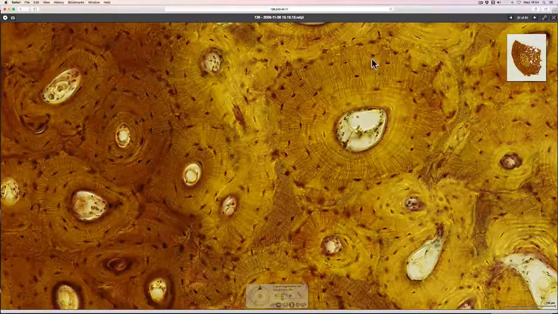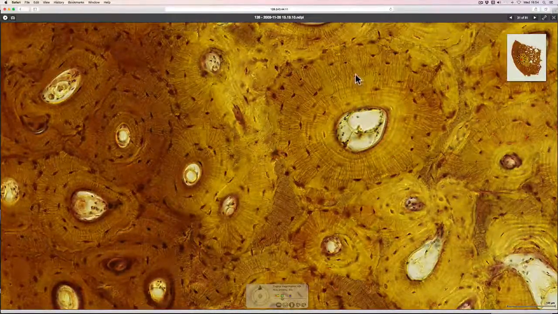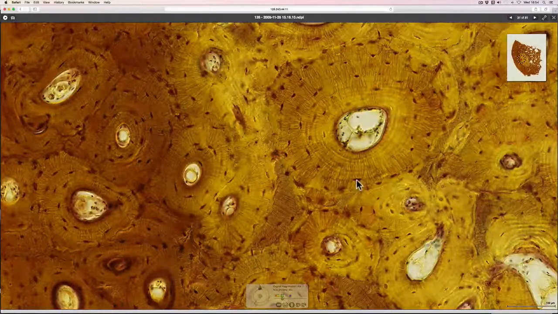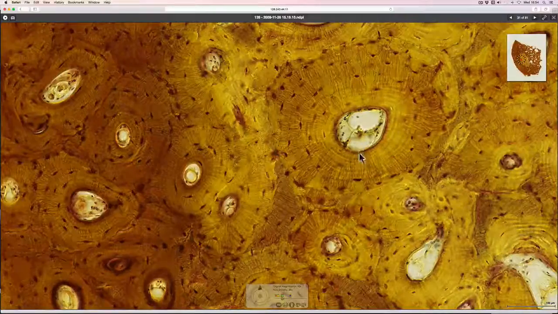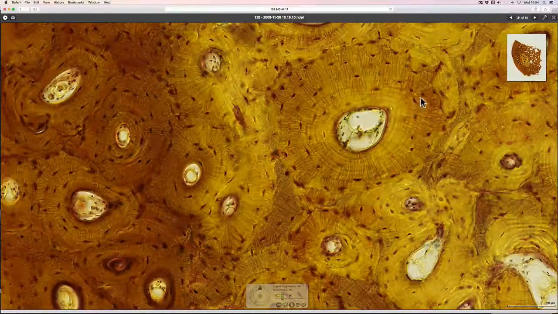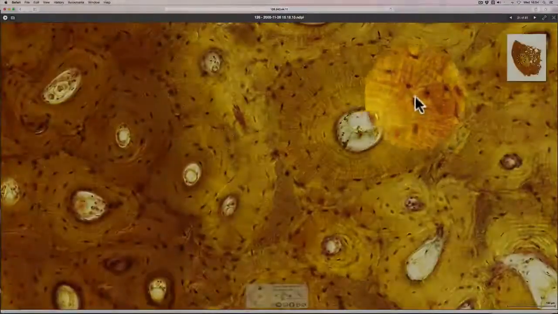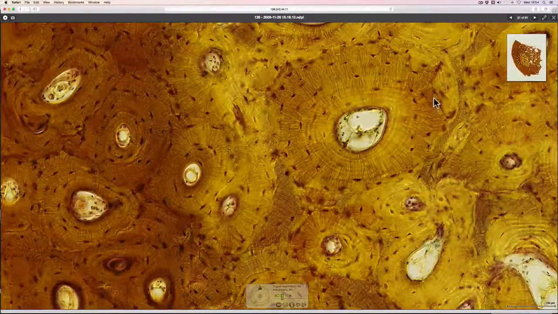And so those osteocytes are located within the lacunae in the lamellae. And these radial spokes that we can see are the osteocyte processes communicating with each other. And the channels that those run in are called canaliculi.